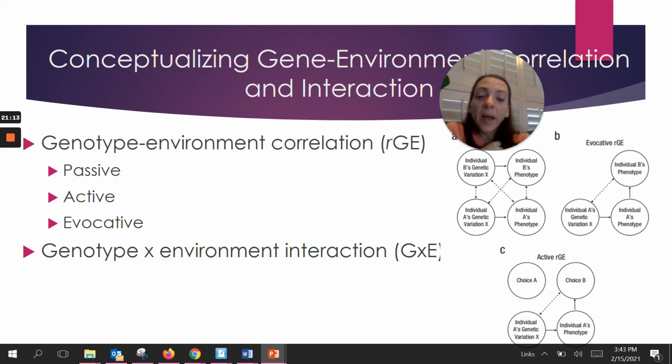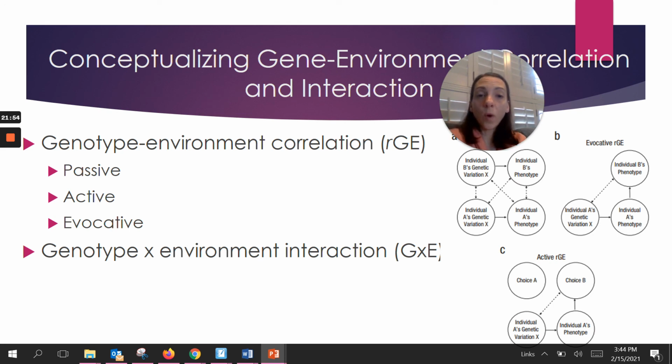In active, you have individuals that seek out environments that correlate with their characteristics. So you have somebody who might be disruptive, they might have that aggressive, disruptive behavior, and then they seek out an environment that is disruptive and aggressive. And the last is evocative. Evocative, where individuals evoke responses from the environment because of their characteristics. So this might be you have a child who has this aggressive genetic predisposition, and when they display that aggression, it evokes something from the parent. So it might cause the parent to react with negativity or criticism.